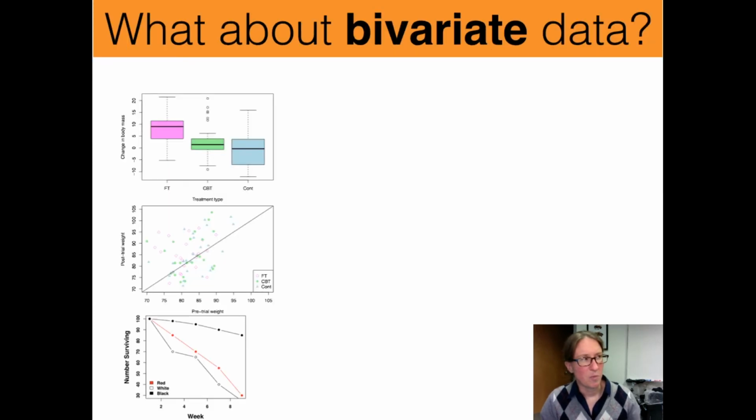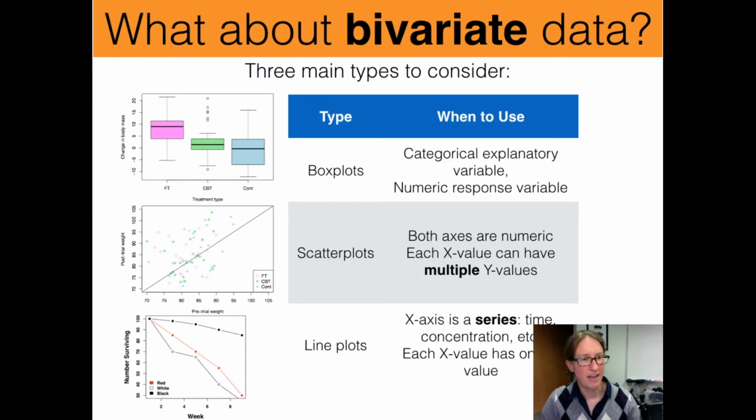However, in most cases, we're interested in the relationship between multiple variables. So you might be in a situation where we're dealing with bivariate data. So for that, I've got three main types of plots for you to consider. And so here's your decision table for these plot types. So the first type are bar plots. And so we've already seen an example of using a bar plot. And bar plots work really well when you have an explanatory variable that is categorical.